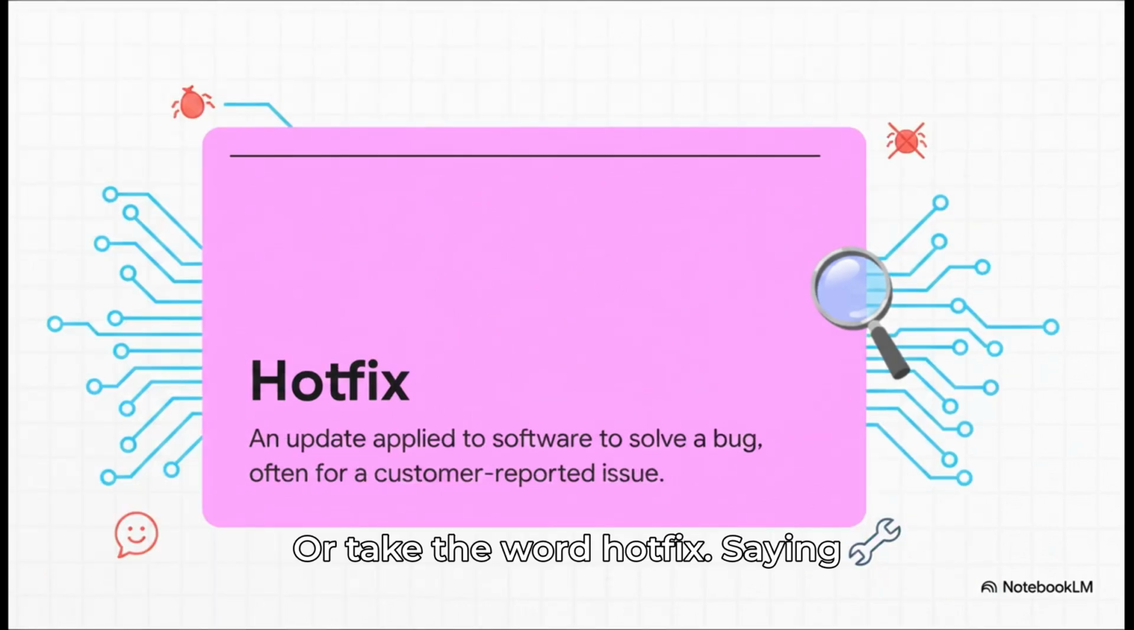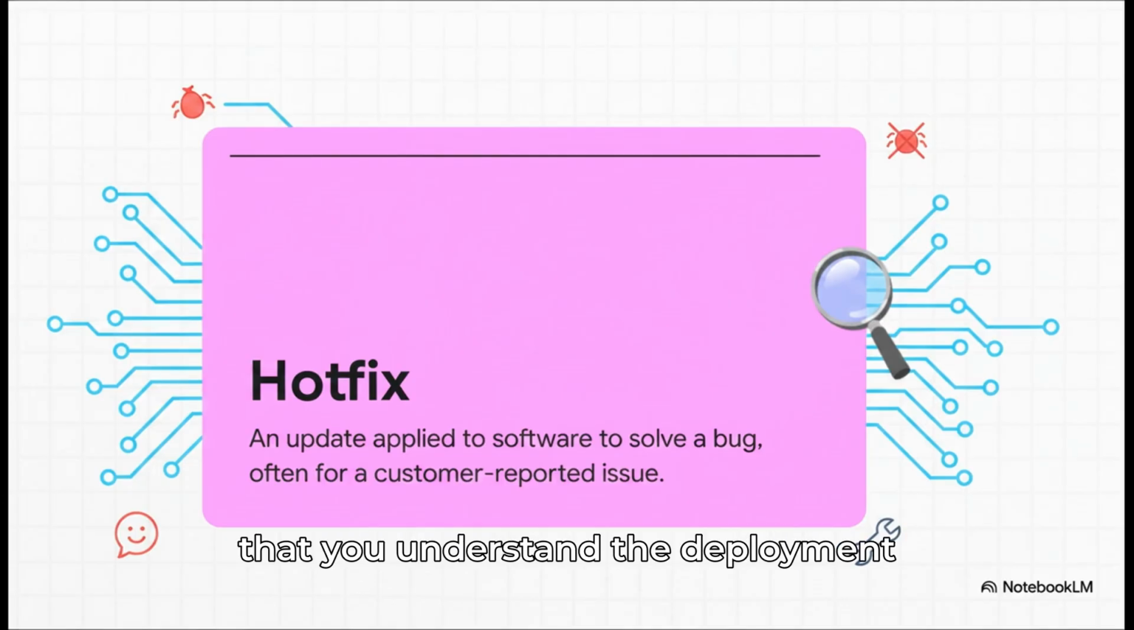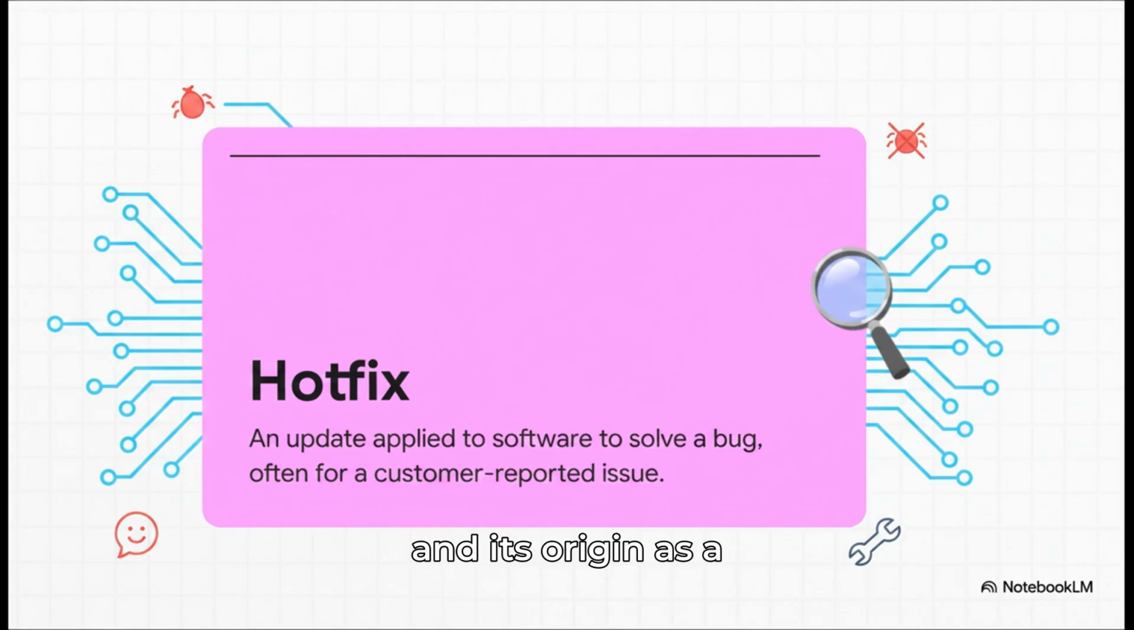Or take the word hotfix. Saying hotfix instead of just "we'll do a quick fix" signals to your team that you understand the deployment pipeline, the urgency of the patch, and its origin as a customer-reported issue. Precision in your vocabulary builds immense trust.